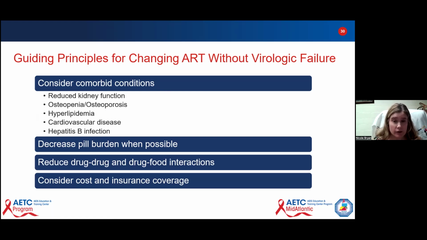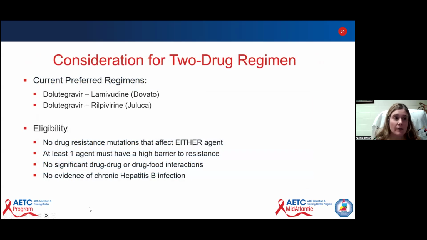Decrease that pill burden wherever you can. It's always going to be easier for them to take if it's fewer pills. Minimize drug-drug and drug-food interactions, and then consider their cost. For a two-drug regimen, as I touched on, dolutegravir-lamivudine or dolutegravir-rilpivirine, they can't have any drug resistance to either agent, and at least one of them has to have that higher barrier, which in these cases is dolutegravir. And then manage those drug-drug or drug-food interactions, and they can't have Hep B, as we touched on.